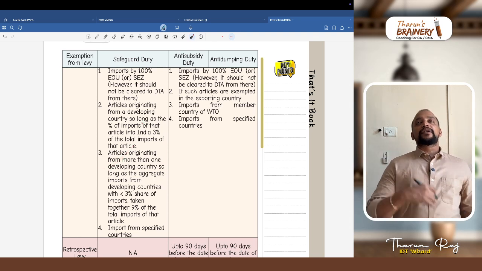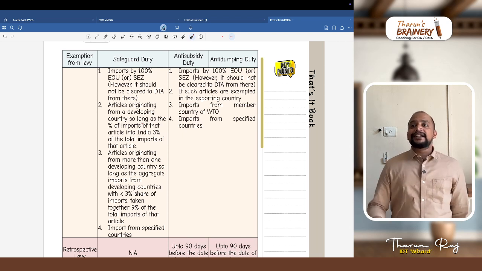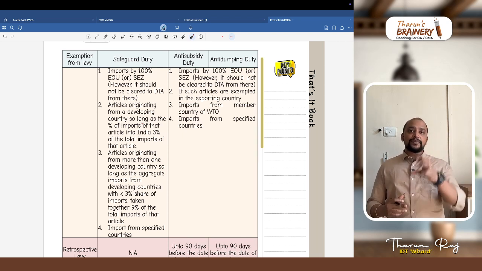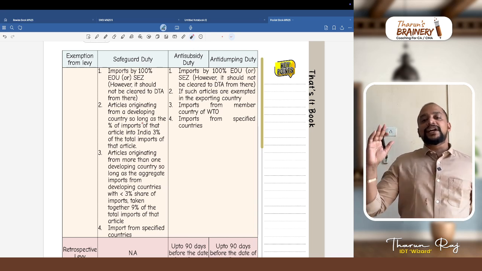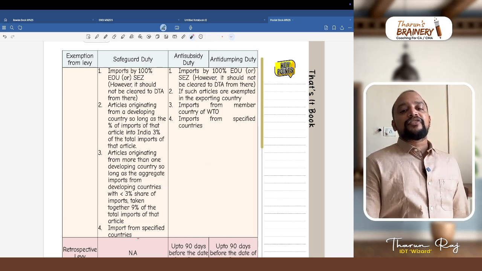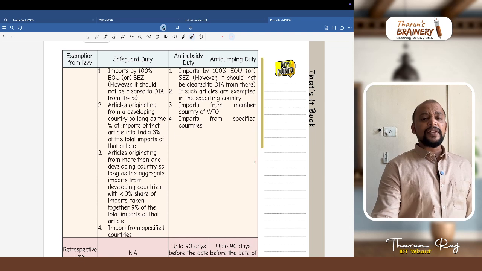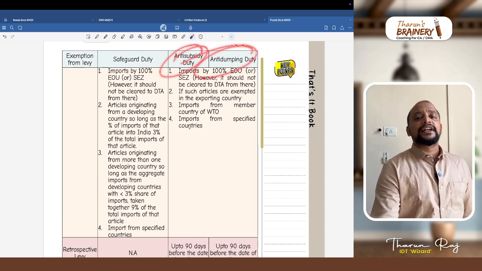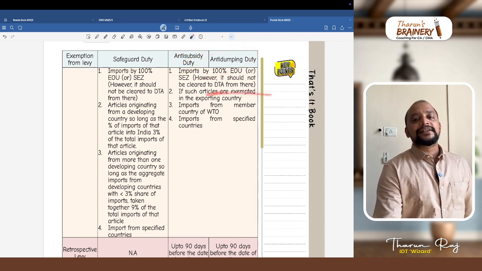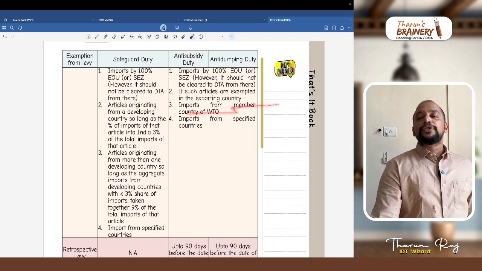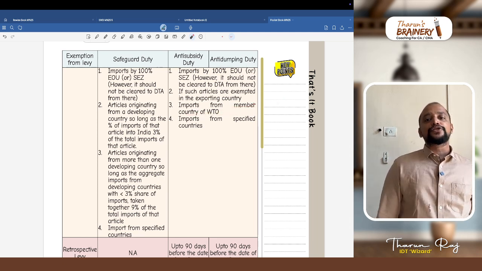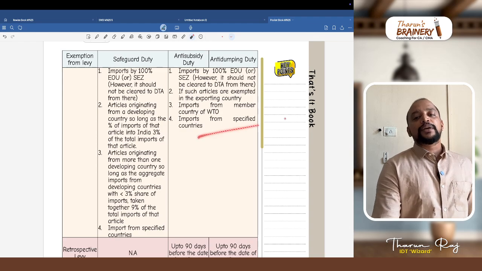Or if you are importing from more than one developing country, each with less than 3%, taken together the aggregate does not exceed 9% of that article into India, and import from notified countries. Whereas for anti-subsidy and anti-dumping duty, if articles are exempted in the exporting country, there won't be anything. Or if imports are made from WTO, World Trade Organization countries also, there won't be this, and imports from some notified countries.